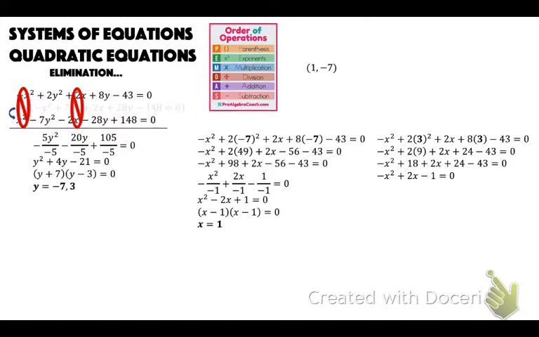So that's negative x squared plus 2x. 18 plus 24 minus 43 is negative 1. Divide by that negative. We're ending up at the same spot here. That doesn't always happen. That is a coincidence in this one. But again, x equals 1, so this is going to be 1 comma 3.